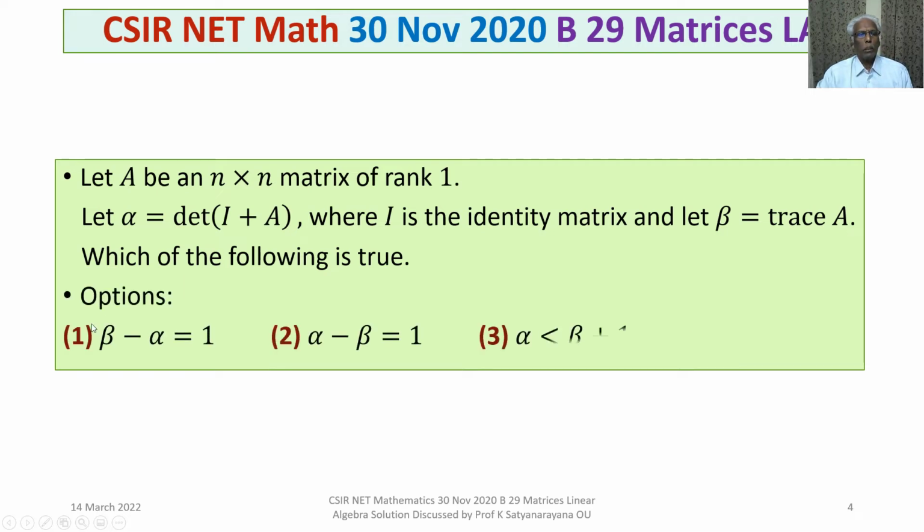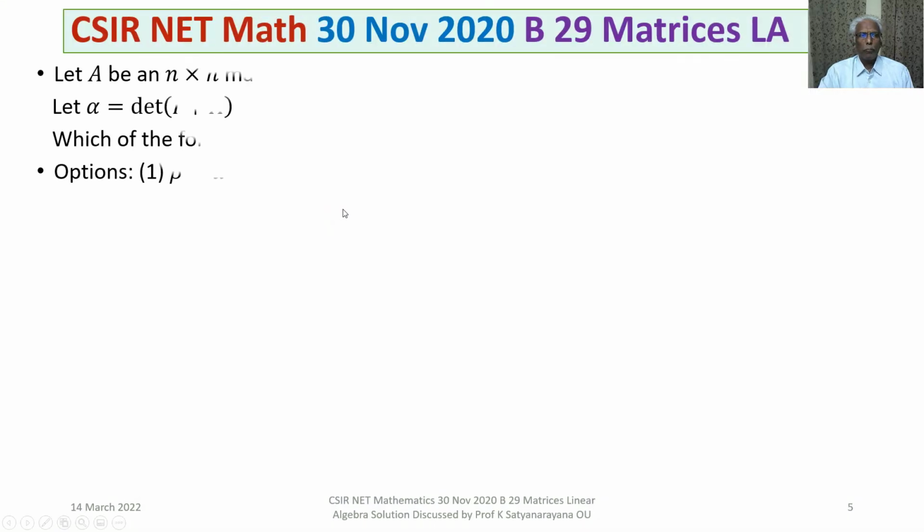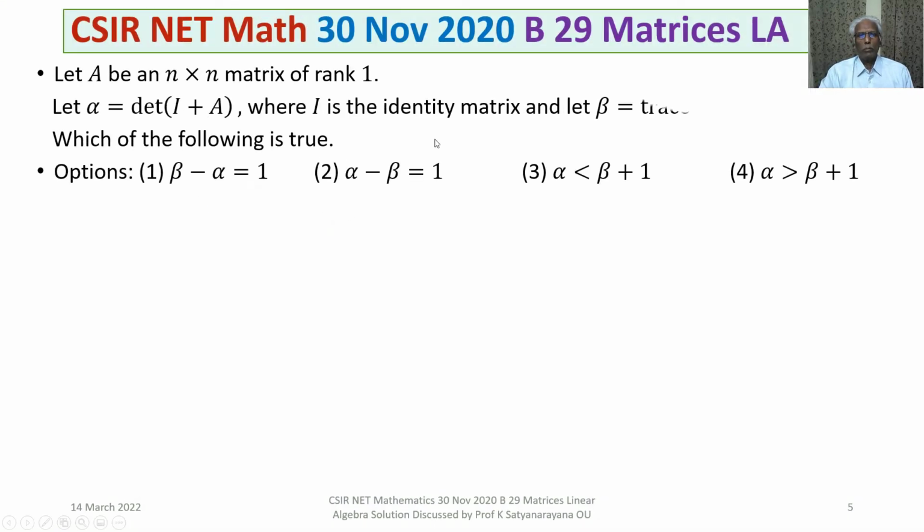The four options are given to us. Option 1, beta minus alpha is equal to 1. Option 2, alpha minus beta is equal to 1. Option 3, alpha less than beta plus 1. Option 4, alpha greater than beta plus 1. This is the problem given to us.